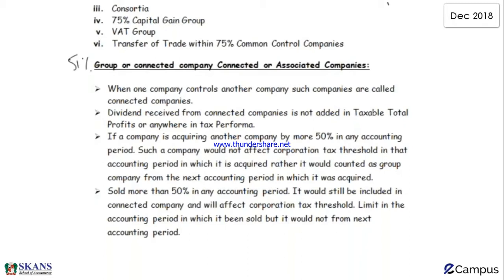Then we have 75% loss leaf group. Then we'll be discussing consortia. Then 75% capital gain group, VAT group, and transfer of trade within 75% common control. Okay, starting with the first one, and that is associated.